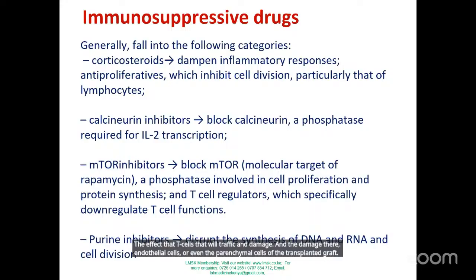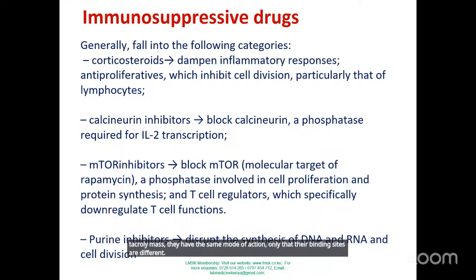So another group of drugs is calcineurin inhibitors. What calcineurin inhibitors do is block calcineurin, a phosphatase required for interleukin-2 transcription. Mostly, the ones that we have interacted with in our lab are cyclosporin and tacrolimus. Cyclosporin and tacrolimus have the same mode of action, only their binding sites are different.